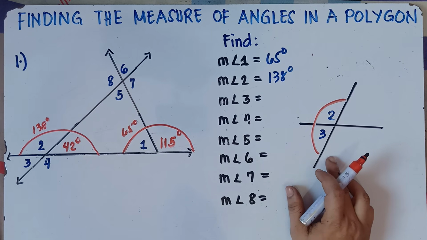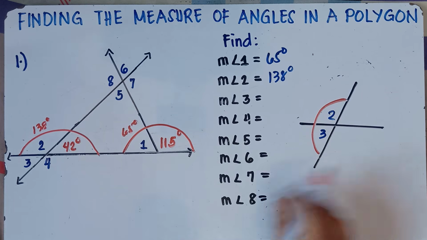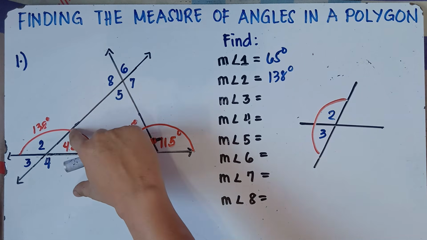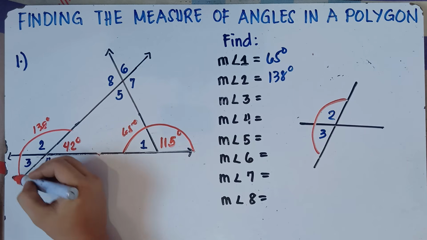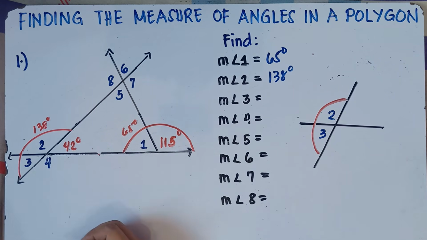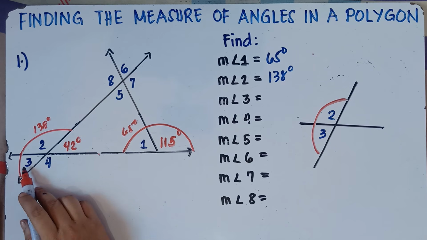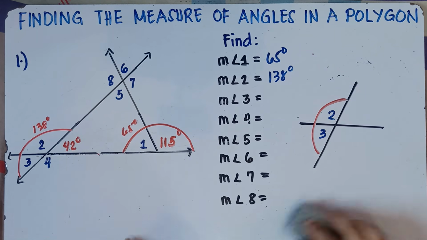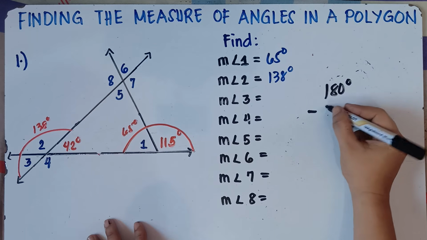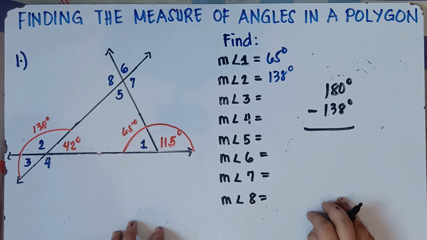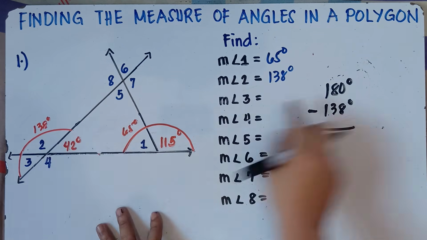And a straight angle is always 180 degrees. Therefore, to get the measure of angle 3, because angles 2 and 3 form a straight angle, if you add these two angles it is 180 degrees. So to get angle 3, that would be 180 degrees minus 138 degrees. Of course, this will be 42, right? Because 42 plus 138 is 180.